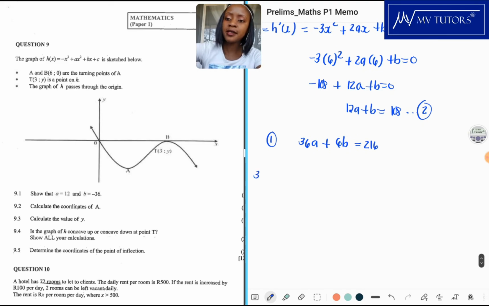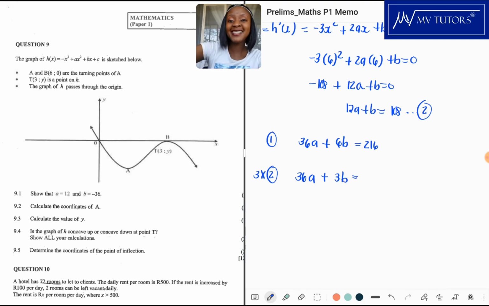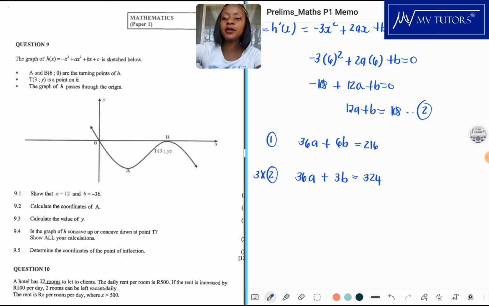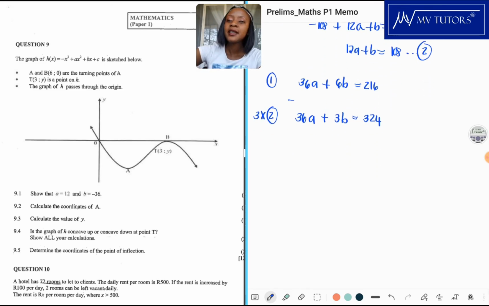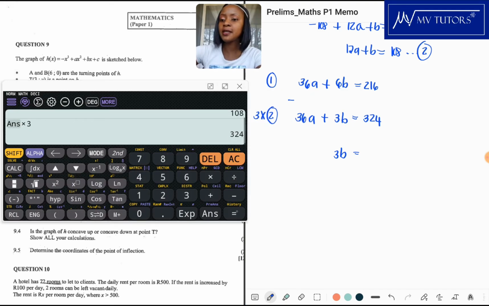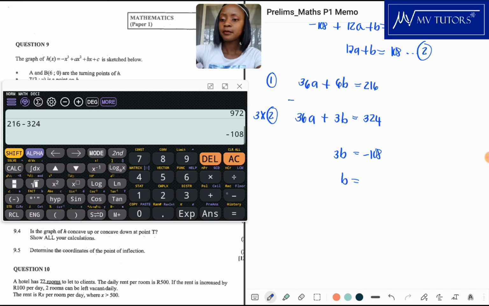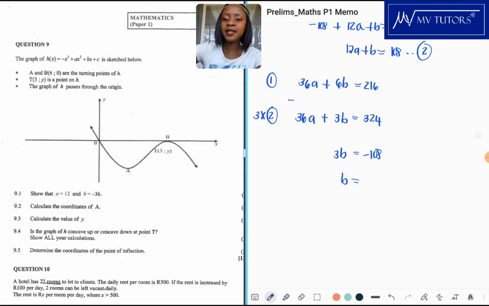And then we're going to take 3 times the second equation. So 12 times 3 will give me 36, and 3 times 108, I don't know what that is, 324. And then we're going to subtract. That's what I like doing. So 6b minus 3b, that's 3b. And then 216 minus 324, that's negative 108. So b is negative 36. And is that true? Yes, it is.